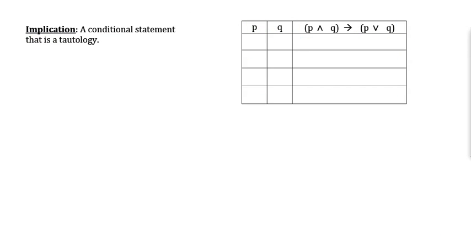Let's move on to an implication. So an implication is a conditional statement that is a tautology. So what it means is the final thing is going to be an arrow, that's the last column we're going to fill in, and we're going to have T's all the way down. And we just call it an implication. So here we fill it out. We'll get our 4 cases.